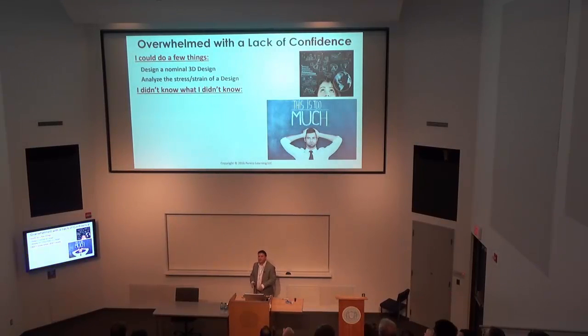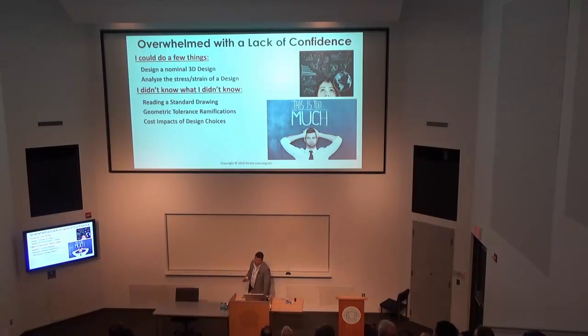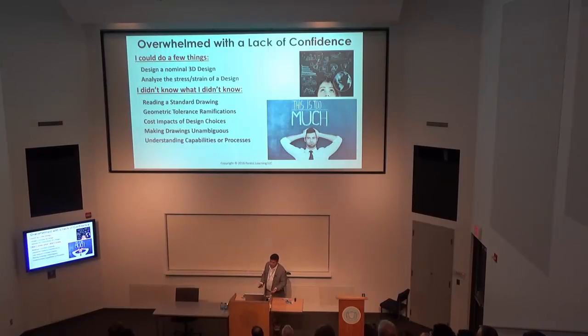I'm not saying every school doesn't teach the right stuff. They are teaching the right stuff. It's just we're missing a few small things that would greatly increase the confidence and the ability of our new engineers. I didn't know what I didn't know. No one told me I had to know this stuff. Reading a standard drawing, geometric tolerance ramifications, cost impacts of design choices, making drawings unambiguous, just like my other one before, that was completely ambiguous. Understanding capabilities of processes, and finally, how to talk the talk.